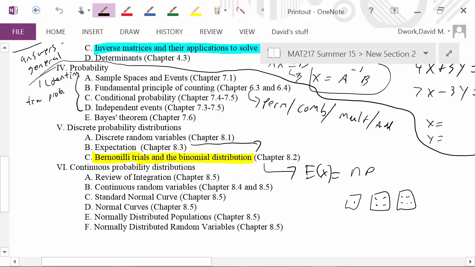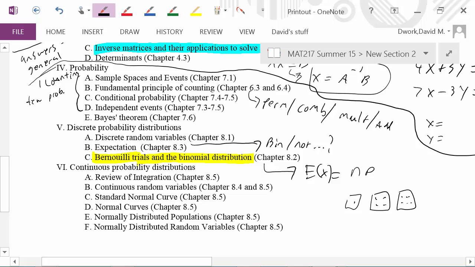So watch for, there will always be an expectation, an expected value problem, and it may be binomial. It may not be binomial. I don't know. So watch for that.